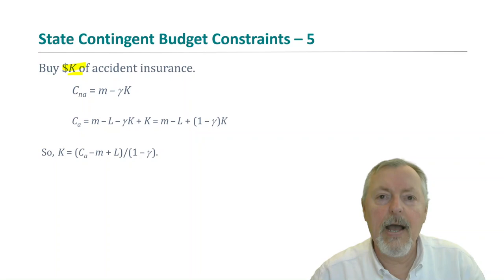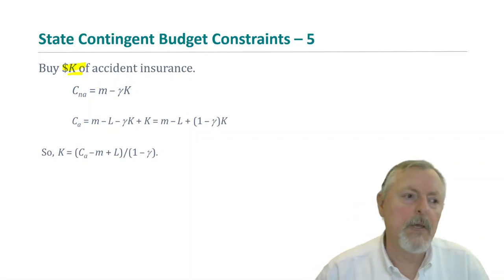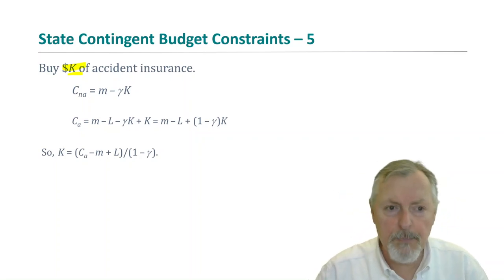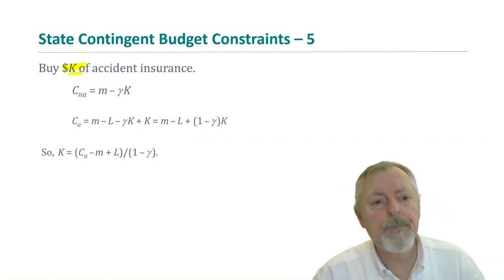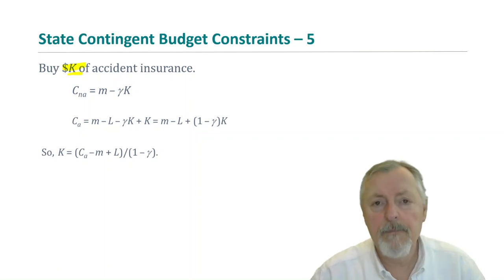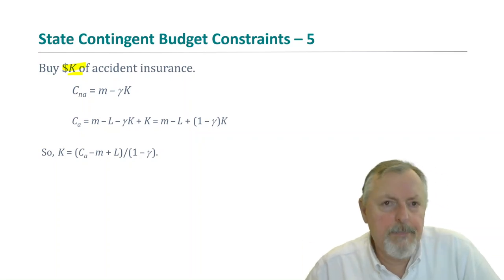Now, how much does buying K dollars of insurance cost you? Well, the more insurance you buy, the more it costs. So you can think of the premium, the amount you have to pay to buy this insurance, as some fraction of K. Let's say it's 10%, whatever.